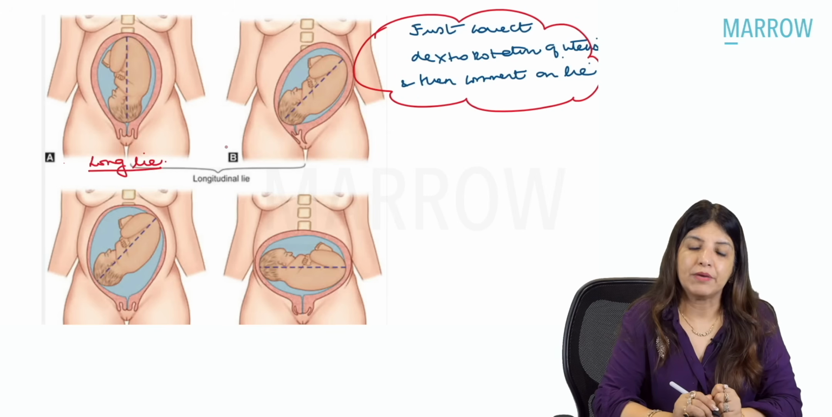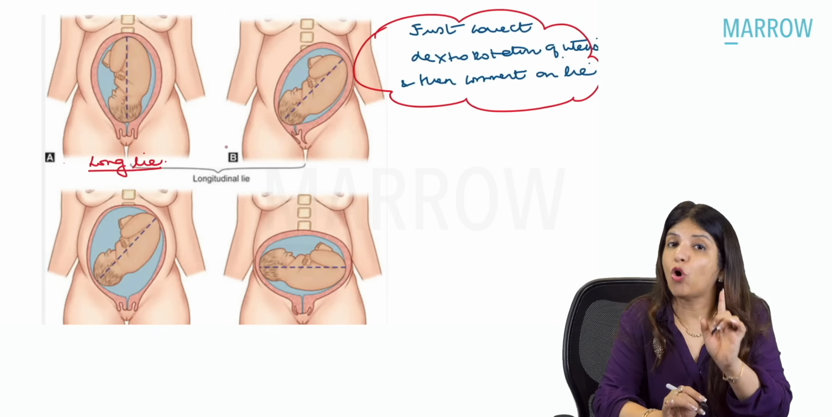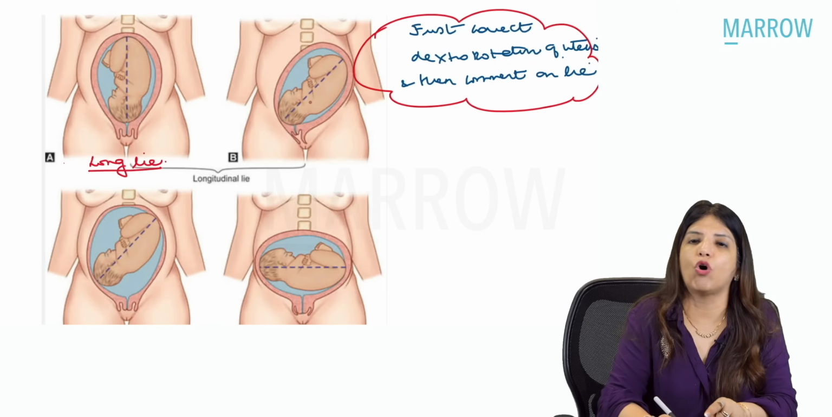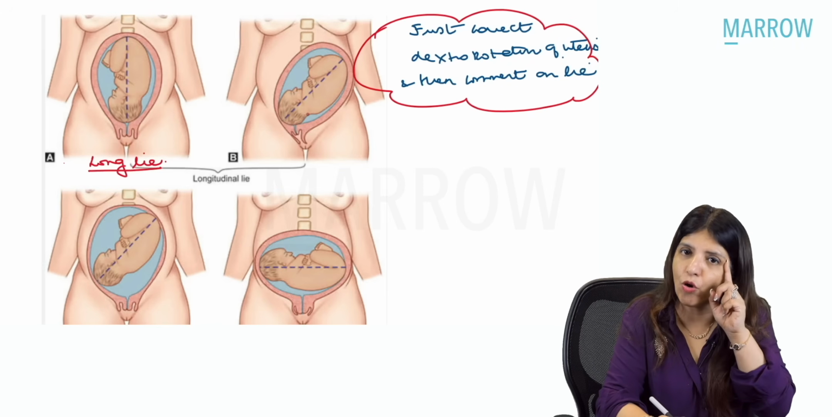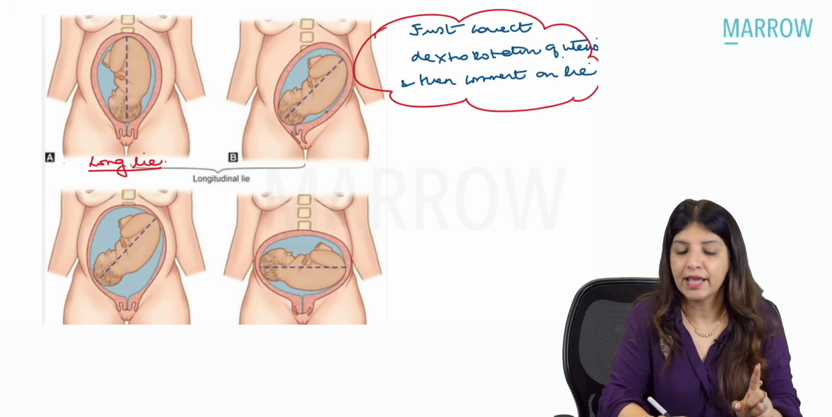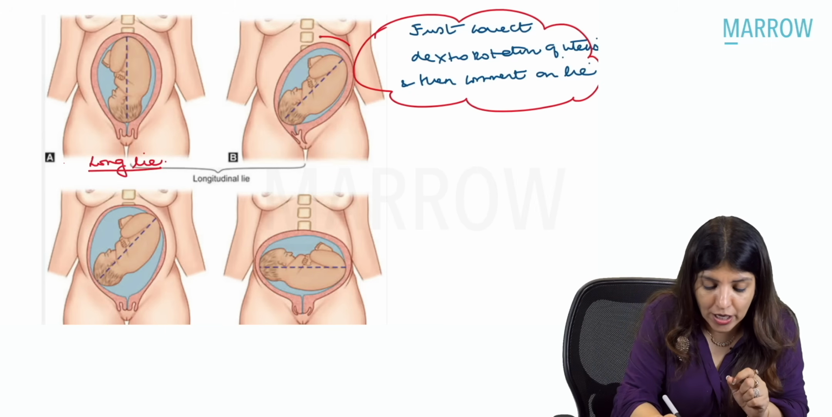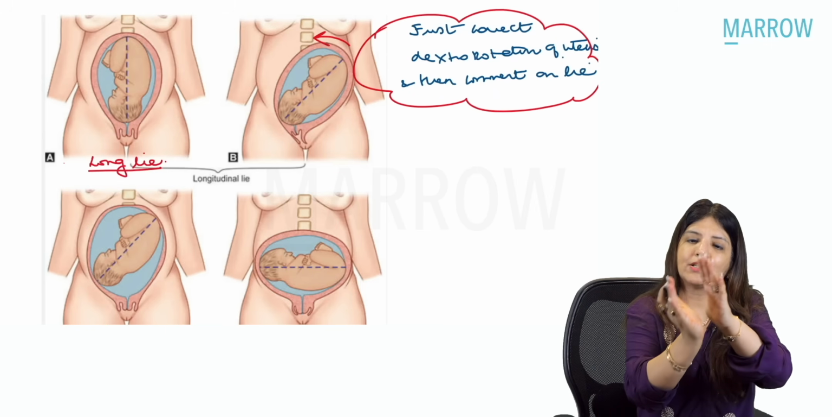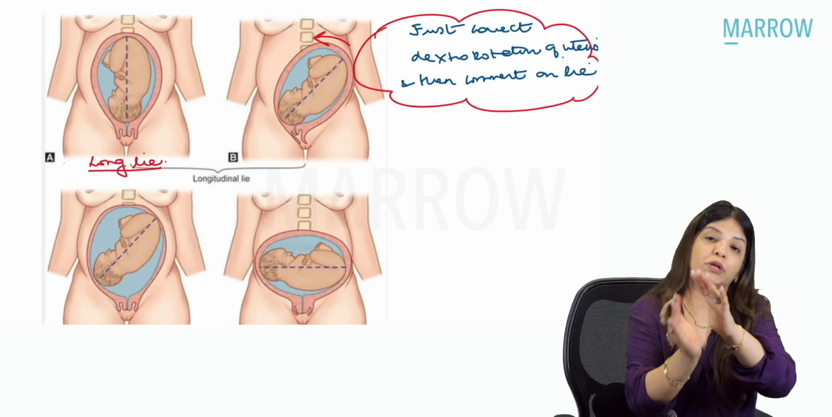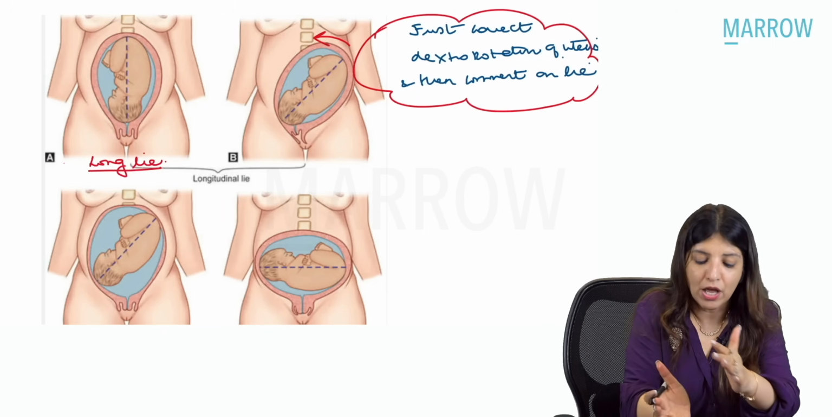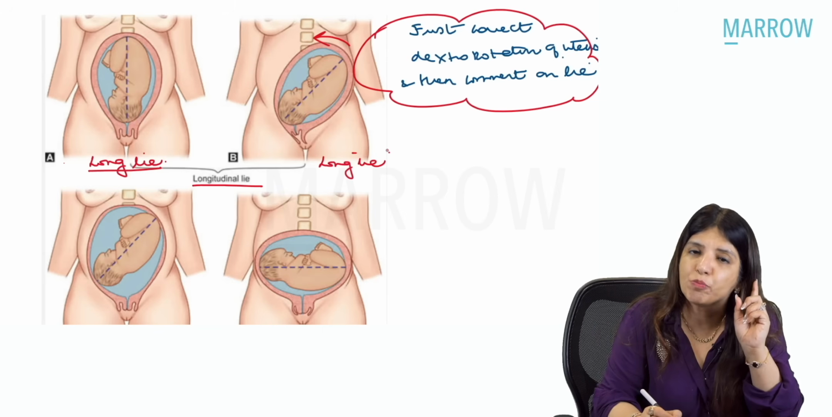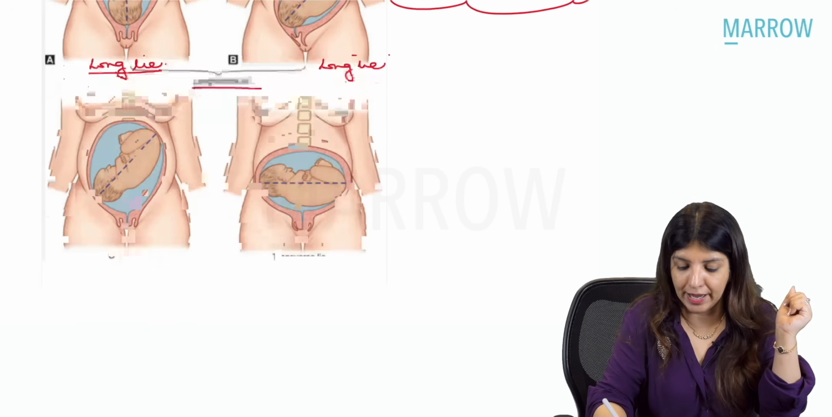In image B, if you are not careful about dextrorotation of the uterus, you will call this an oblique lie. But beta, image B is not an oblique lie. In image B, initially you have to correct the dextrorotation of the uterus. When you correct it and bring the uterus to a centralized position, automatically the lie of the baby will become longitudinal. So image B is also a longitudinal lie.